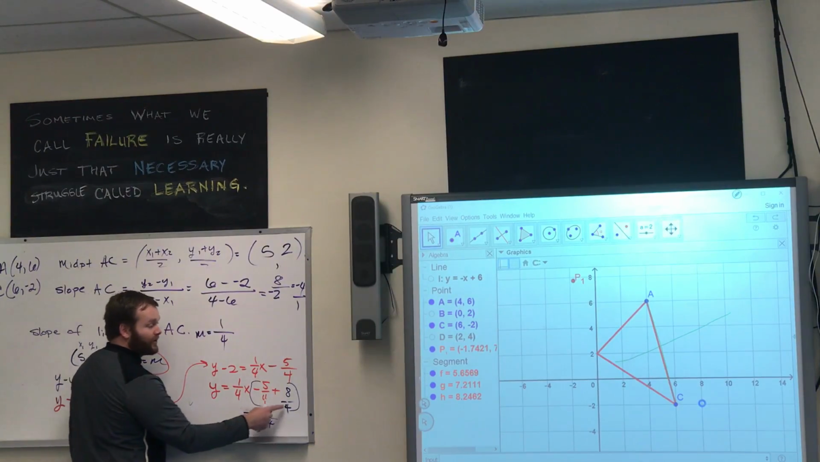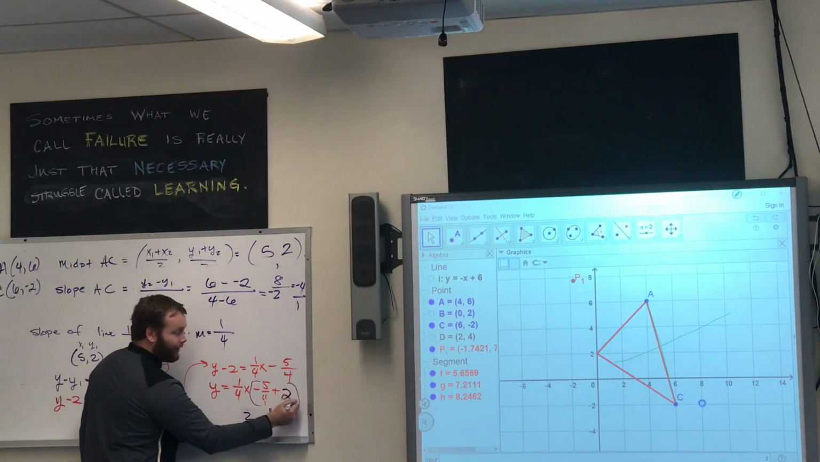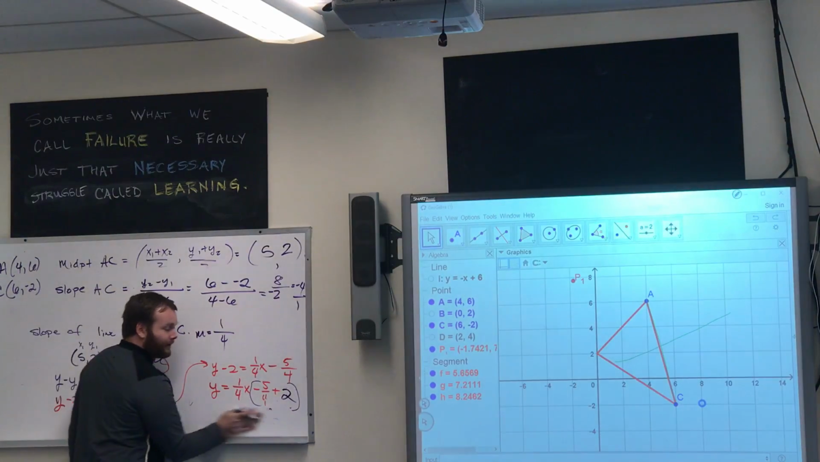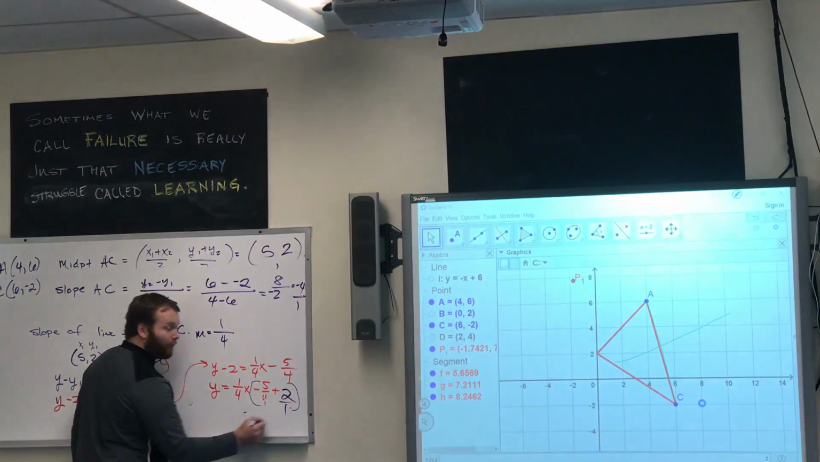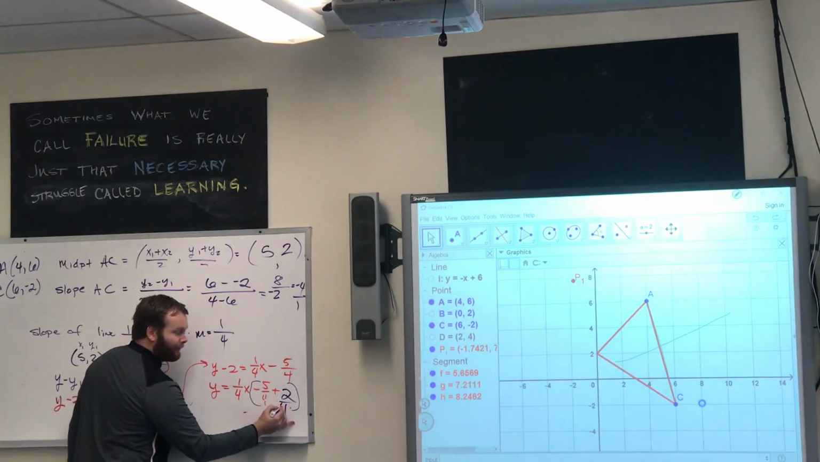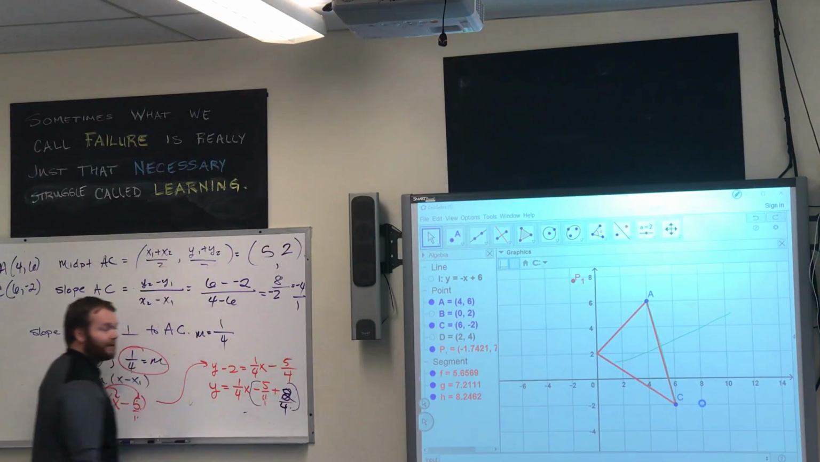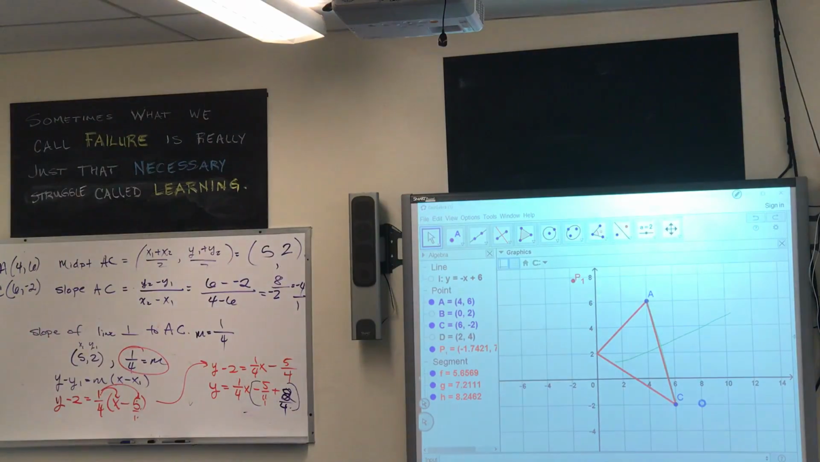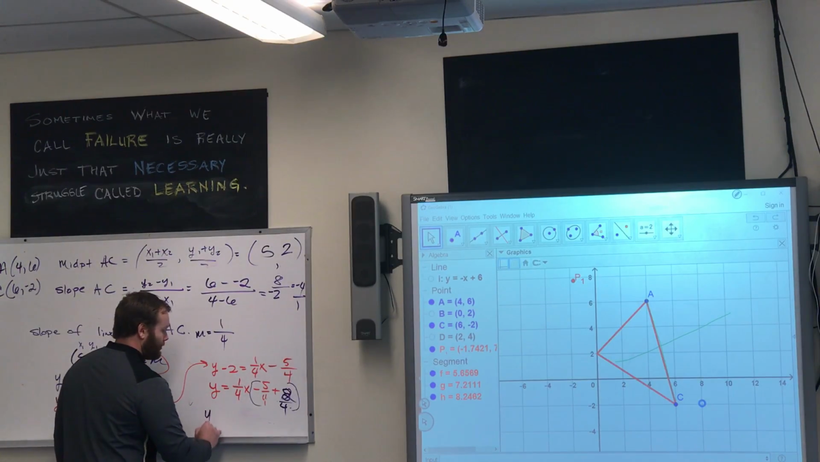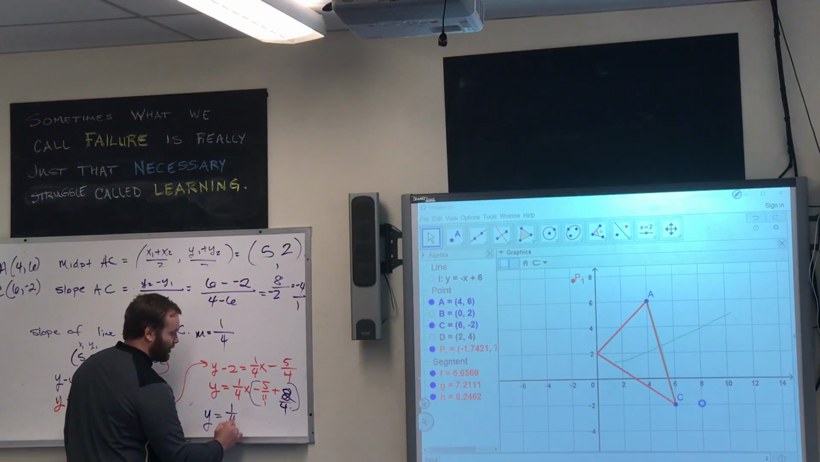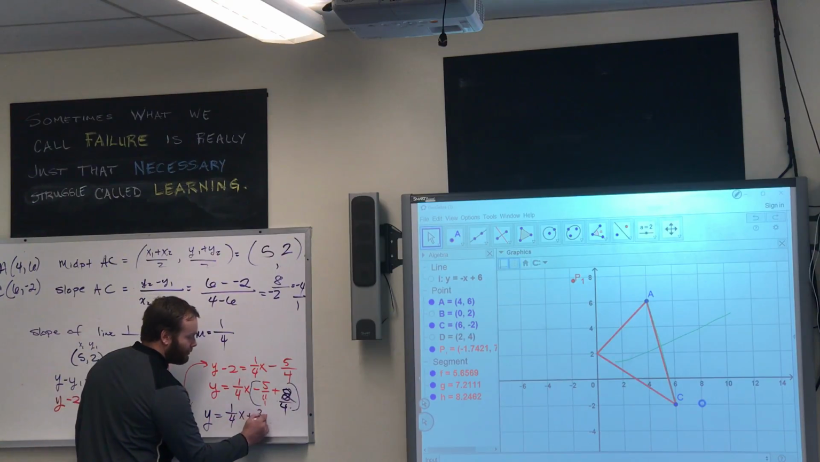So all I'm doing is taking this 2 and rewriting it as a fraction so I can add it with this. It's 2 over 1, so that 1 needs to become a 4, and the top becomes an 8, so that it's still 2, but now I can add the numerators. Negative 5 plus 8 is 3. So you have 1/4 x plus 3/4.